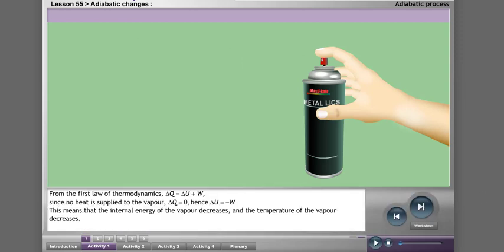From the first law of thermodynamics, ΔQ equals ΔU plus W. Since no heat is supplied to the vapor, ΔQ equals 0. Hence, ΔU equals negative W. This means that the internal energy of the vapor decreases and the temperature of the vapor decreases.